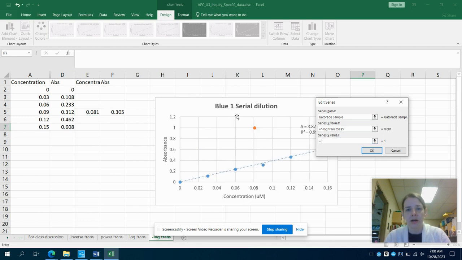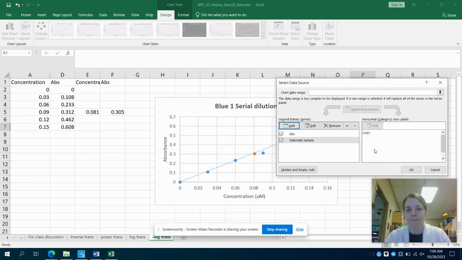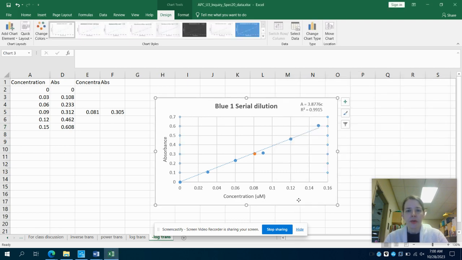And you'll notice my Gatorade comes up as an orange point. I still have to put the Y value in, so I'm just going to say equals, and I'm going to click that number as well. And then I'm going to press OK. And OK. And so the nice thing here is that it allows me to put an additional data point on here without interrupting this line of best fit, and it prints it in a different color.